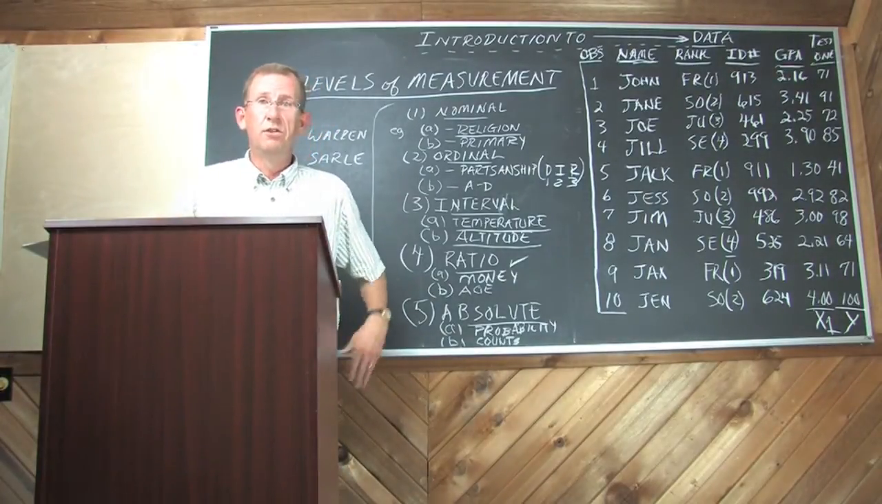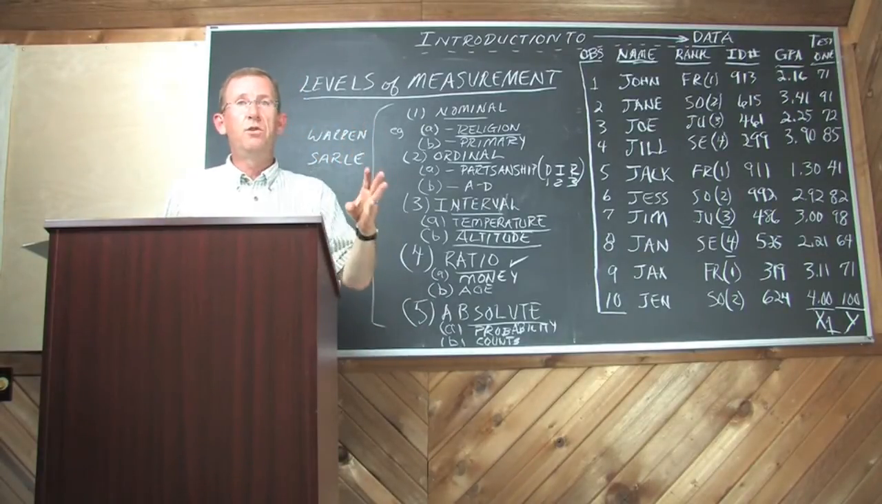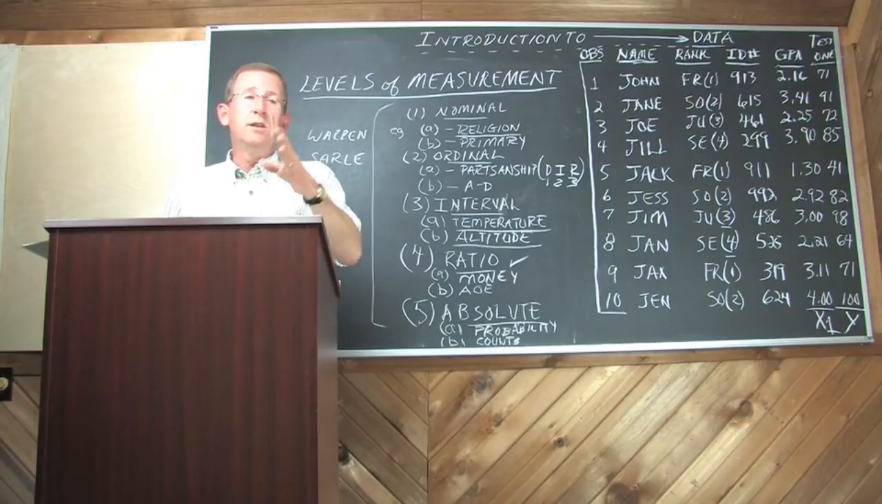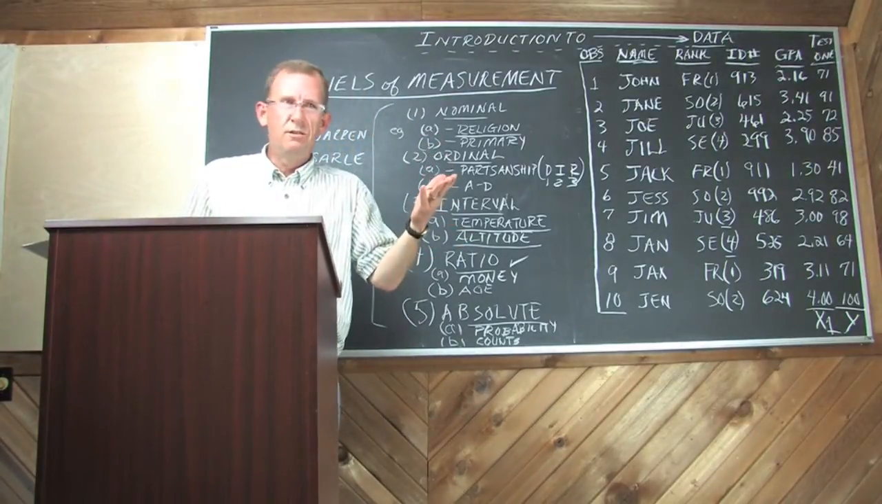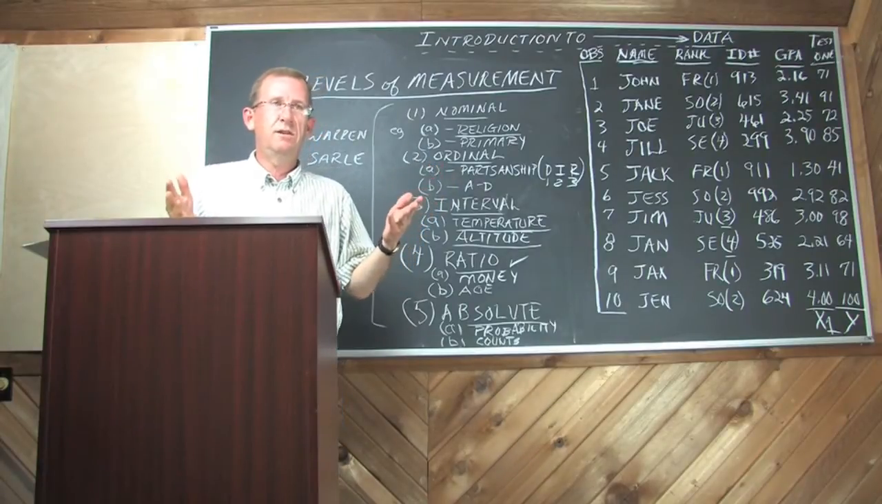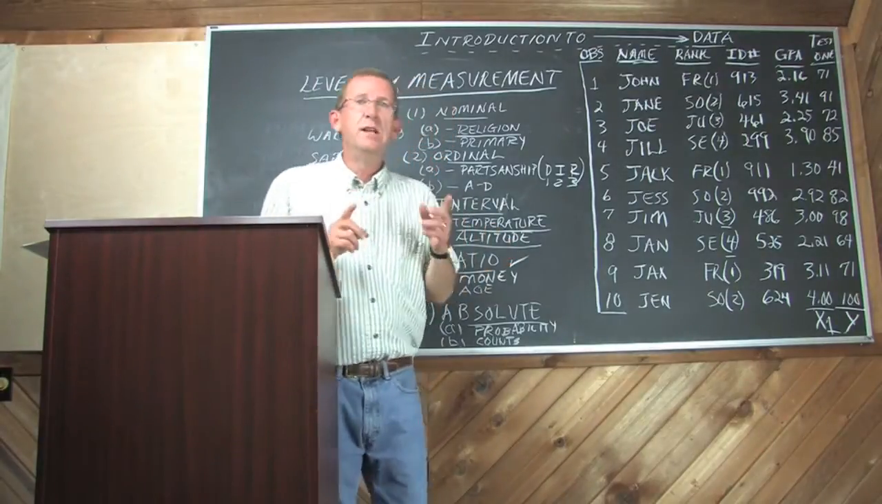And associated with those names on the list, I could attach numbers. One Catholic, two Protestant, three Buddhist, four Judaism, five Islam. Five is not five times greater than one. It's not five units greater than one. Five has nothing to do with one. It's only the quality underneath that counts.